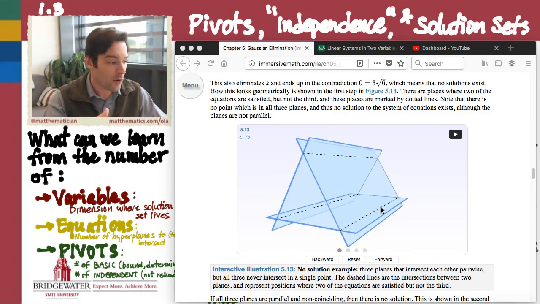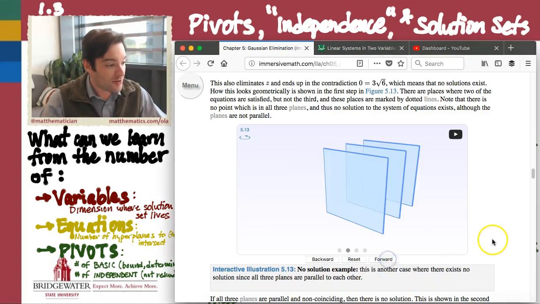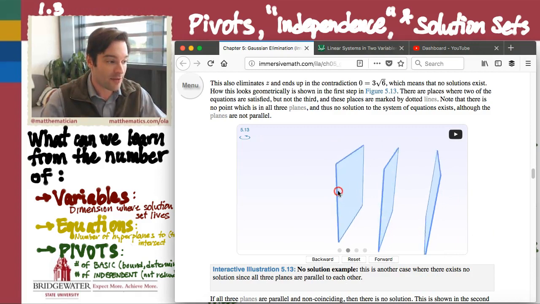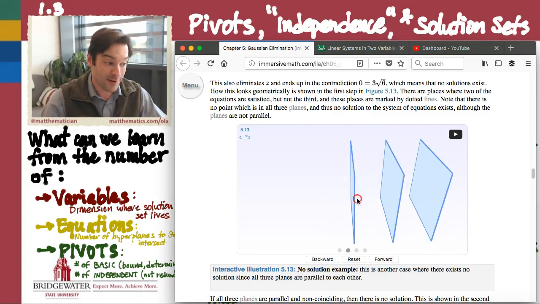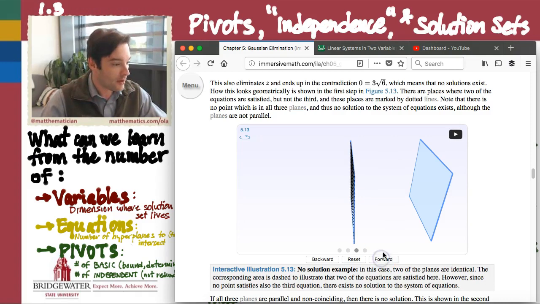But this is not the only organization of three planes which has no solution. You might want to think about what a situation like this would look like. Let's suppose that I have three equations which give me hyperplanes, and all three of those are parallel to one another. How many pivots would you expect? What would you expect the reduced row echelon form of this system to look like?